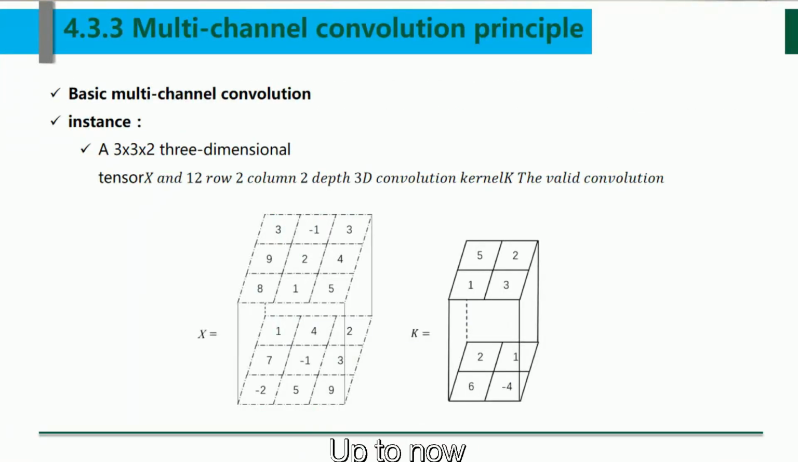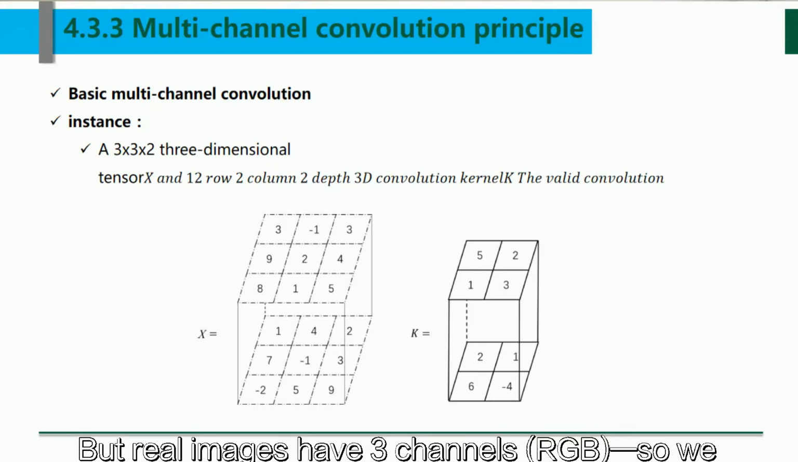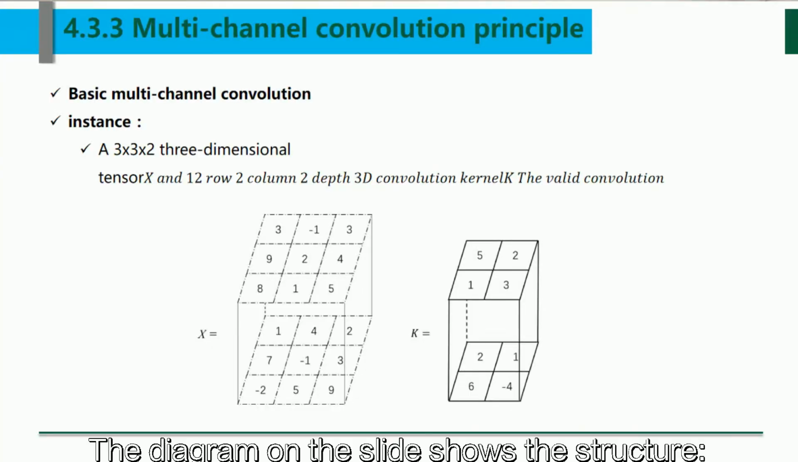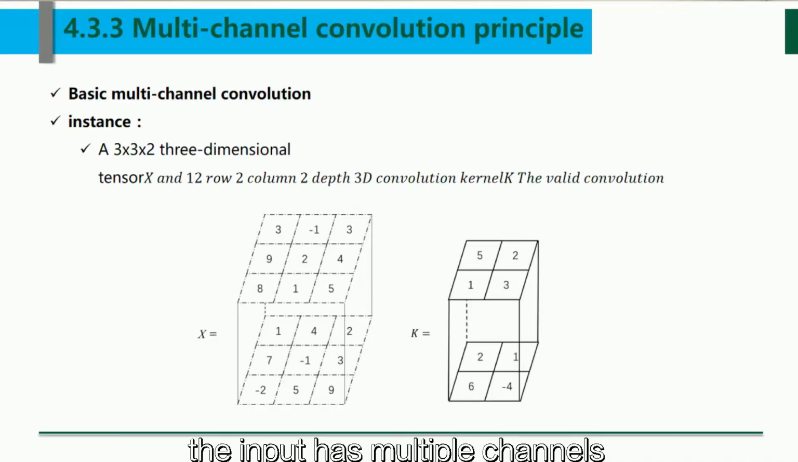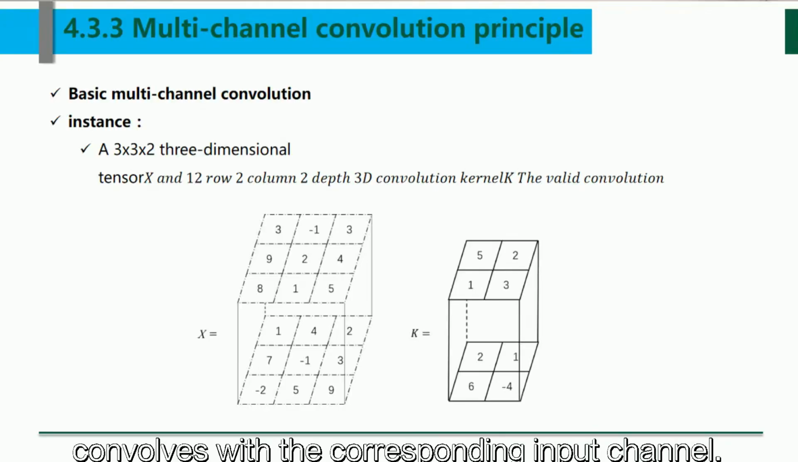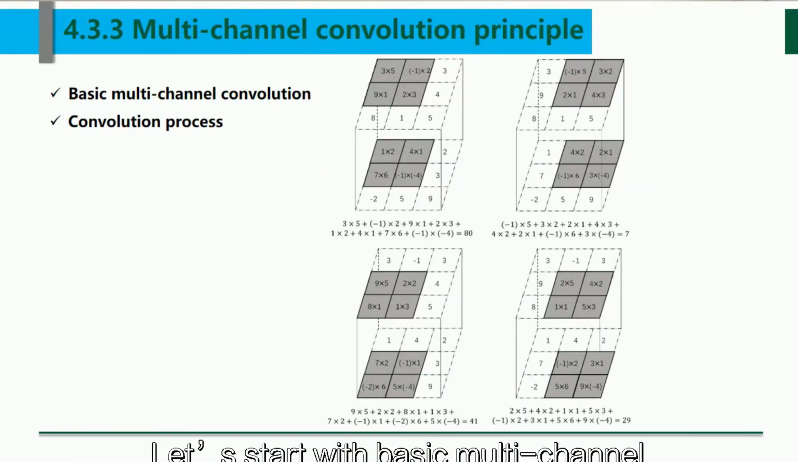Up to now, we've talked about single-channel convolution like grayscale images. But real images have 3 channels, RGB, so we need multi-channel convolution. The diagram on the slide shows the structure. The input has multiple channels, and the convolution kernel also has the same number of channels. Each kernel channel convolves with a corresponding input channel. Let's start with basic multi-channel convolution, one kernel, multiple input channels.